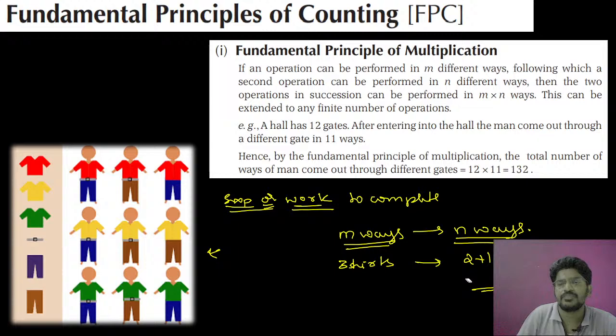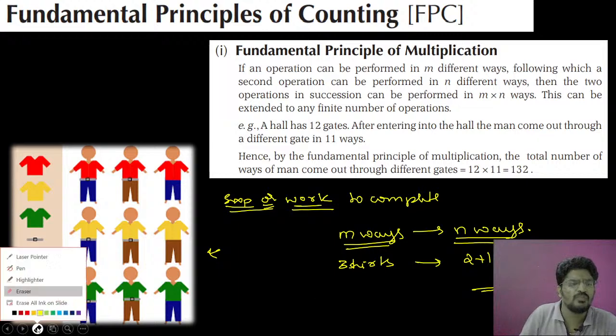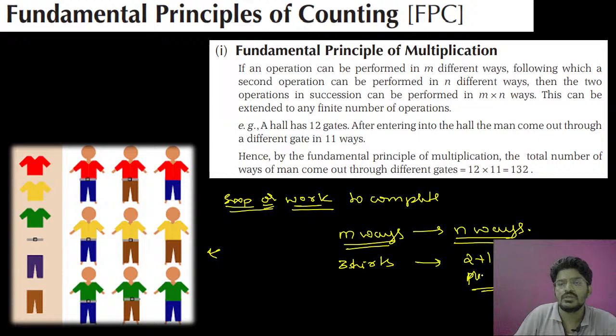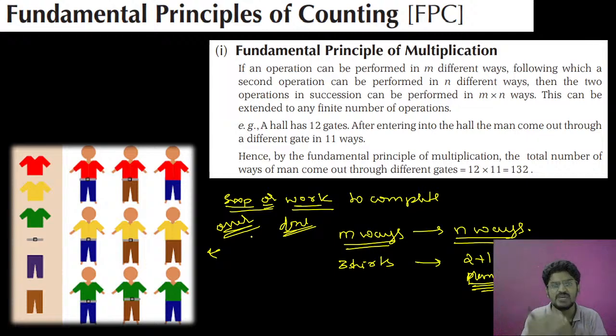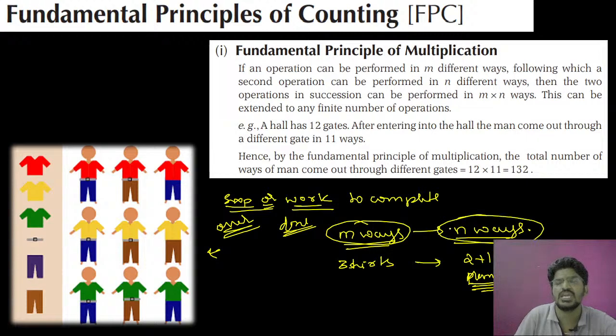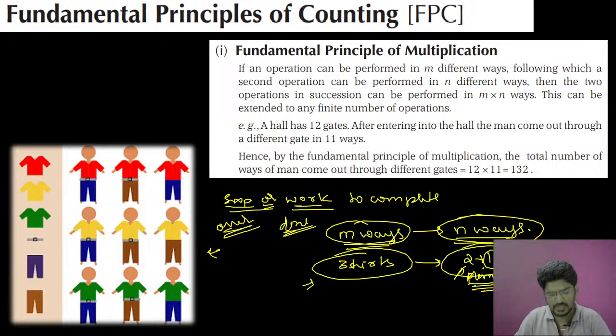Are you getting my point? 2 pants and 1 belt. Clear? So then only the work will be done, or the experiment will be over. Unless and until he dresses up with all 3, that is shirt, pant and belt, he is not going to finish his work. So if he has to get dressed, m ways will be followed by n ways. That means the wearing of 3 shirts will be followed by the wearing of 2 pants plus 1 belt. So are you getting my point?